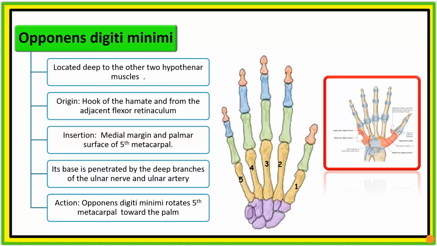We'll get to the next muscle, which is the Opponens digiti minimi. We are seeing Opponens digiti minimi being located deep to the other two hypothenar muscles, just as we also noted the Opponens pollicis being located deep to both Abductor pollicis brevis and the Flexor pollicis brevis. The same thing is also seen here.